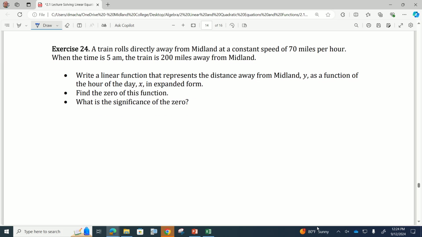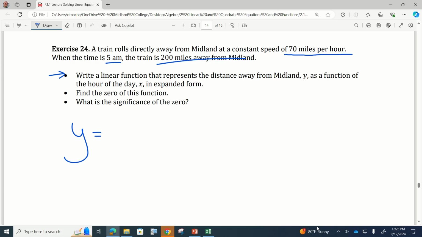It says, a train is rolling directly away from Midland at a constant speed of 70 miles per hour. When the time is 5 a.m., the train is 200 miles away from Midland. And our first task is to write a linear function that represents the distance away from Midland as a function of the hour of the day in expanded form, or point slope form, if you want.